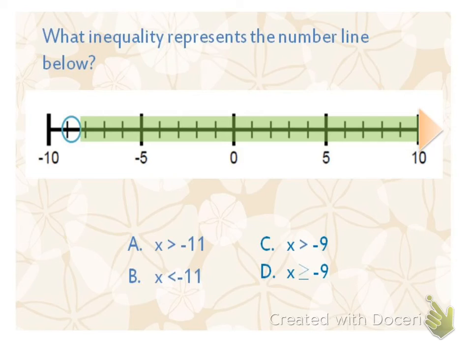All right, Ramont, tell me which one. C. Ramont says C. How many people agree with her that C is the correct answer? Very good. It's not D because it does not have a closed circle with an equal sign, and it's not these two because those are -11, and -11 would be over here and not there. Very good.